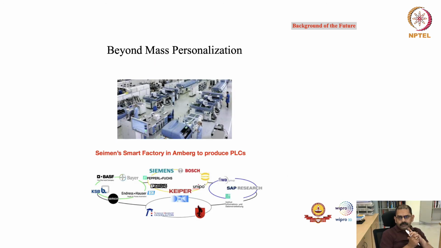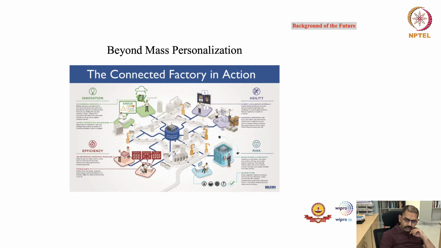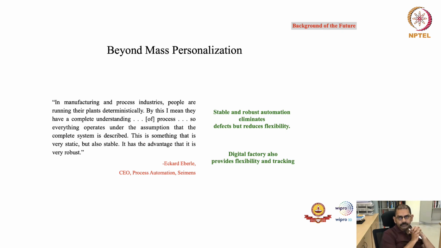Right. So I'll give you one example of the Siemens smart factory in Hamburg in Germany, where they produce PLCs, the programmable logic controllers, right? And this may be the larger ecosystem. I'll give you some numbers to give you the insights. So let me skip this part. Yeah, so this talks about efficiency, agility, risk capturing, and innovation, right? So let me not spend time on this. Let me directly come to what Siemens is doing, right?